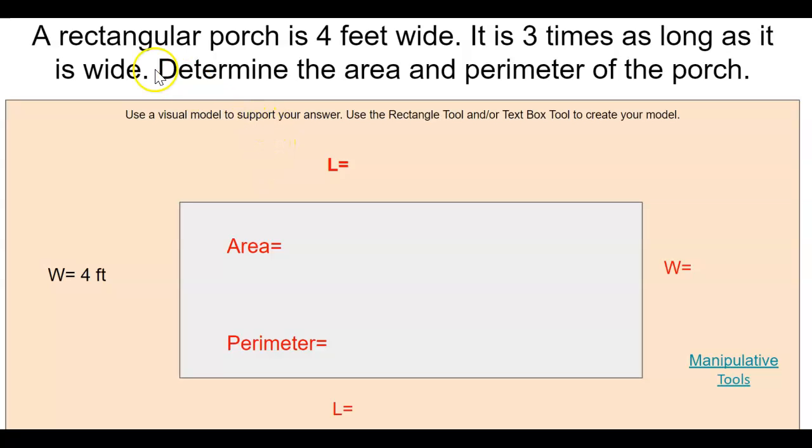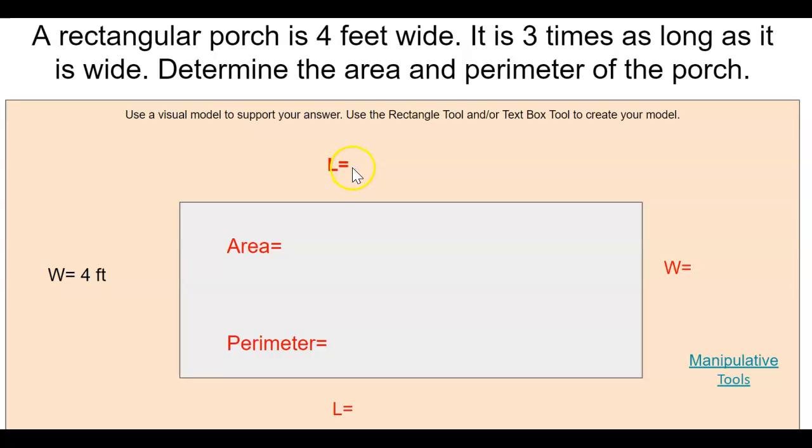And our next one, a rectangular porch is 4 feet wide. It is 3 times as long as it is wide. Determine the area and perimeter of the porch. So just like I did for the previous ones, I've drawn the rectangle already and I've labeled length and width on the different areas. So anything where there's not an answer, you're going to have to figure out.